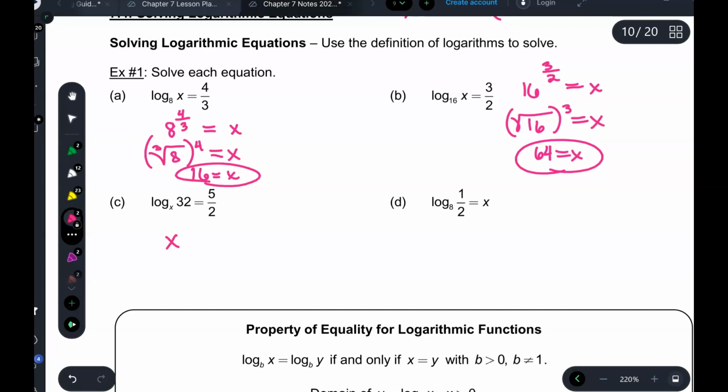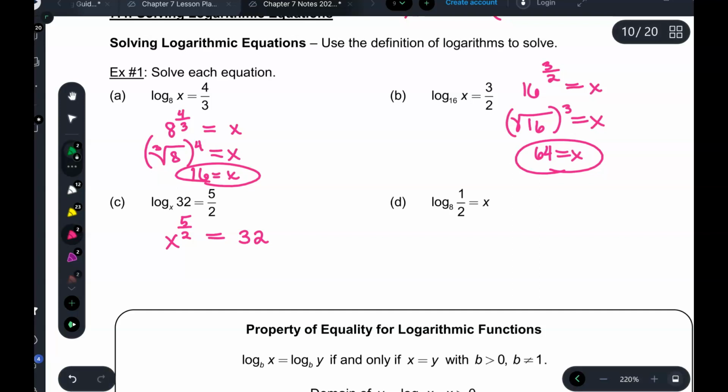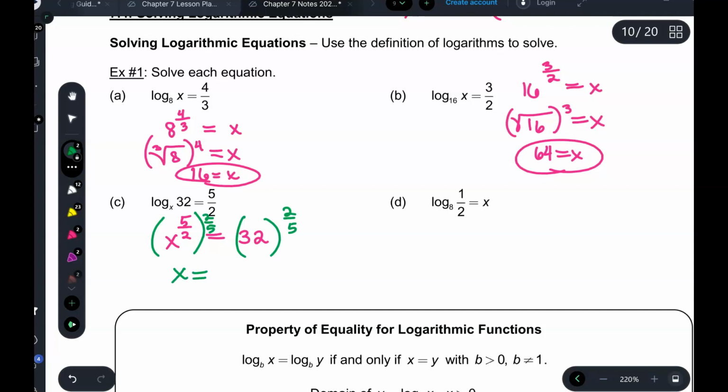Okay, x to the 5/2 equals 32. Did we get that first step? Yes. Now this one's a little different. How can I get rid of a 5/2 power? I'm going to raise each side to the 2/5 power. Because what do I want the power of x to be? 1. So these basically cancel. You're raising each side to the reciprocal.